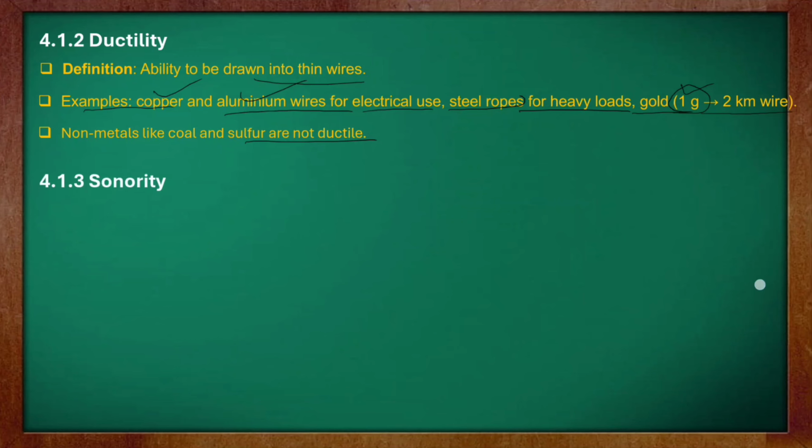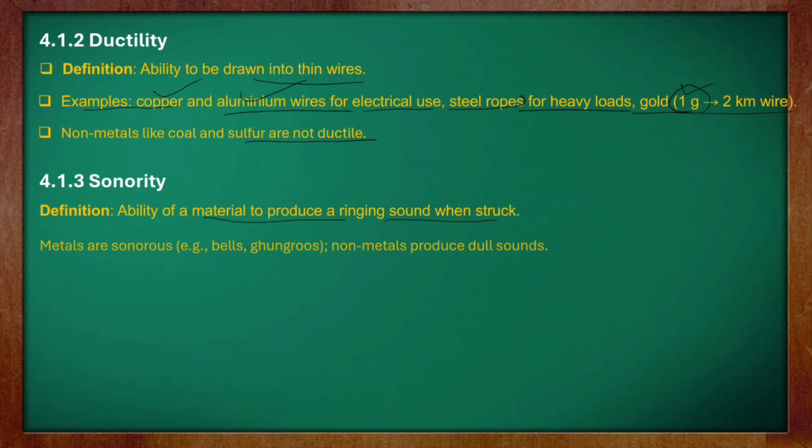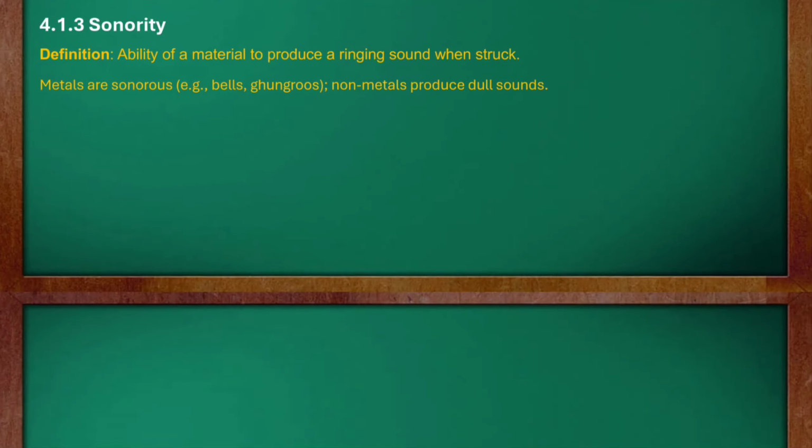And next, what we have learned, the next property was sonority. That means the ability of a material to produce a ringing sound when struck. So if a sound is produced, especially a ringing sound, that means it is sonorous in nature. Metals are all sonorous. Examples are a bell, your ghungroos, your payal. Non-metals produce a dull sound. So the third property of material, sonority, is that metals are sonorous and non-metals are not sonorous.